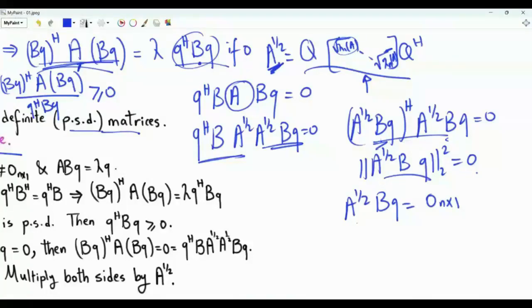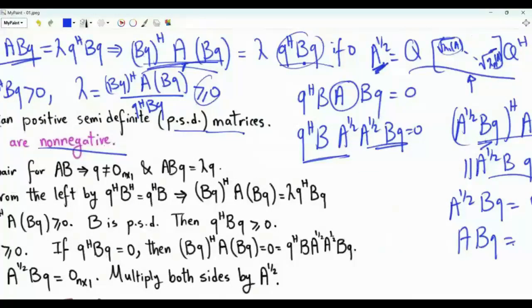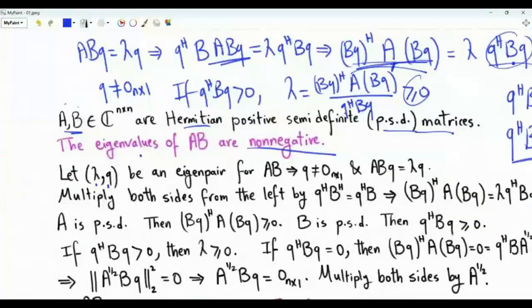Multiply both sides from the left by A to the 1/2. We get A BQ is equal to the all zero vector, which can be written as 0 times eigenvector Q. In this case here, lambda is equal to 0. So in both cases, lambda is non-negative. If A and B are Hermitian positive semi-definite matrices, the eigenvalues of AB are non-negative.